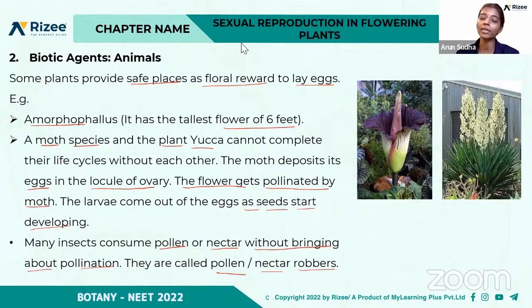So we saw the different types of agents of pollination: abiotic factors, wind and water, that is anemophily and hydrophily, and then biotic factors using different animals. Each type of agent has different specifications regarding the pollen grains, right?